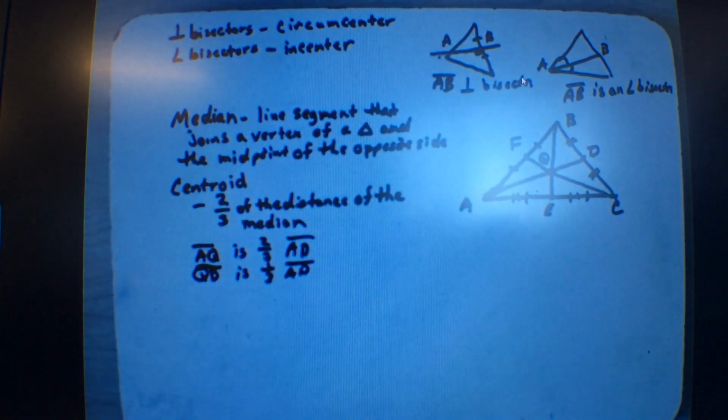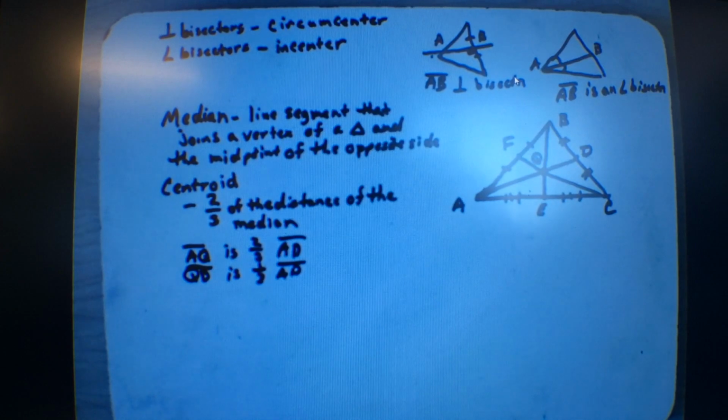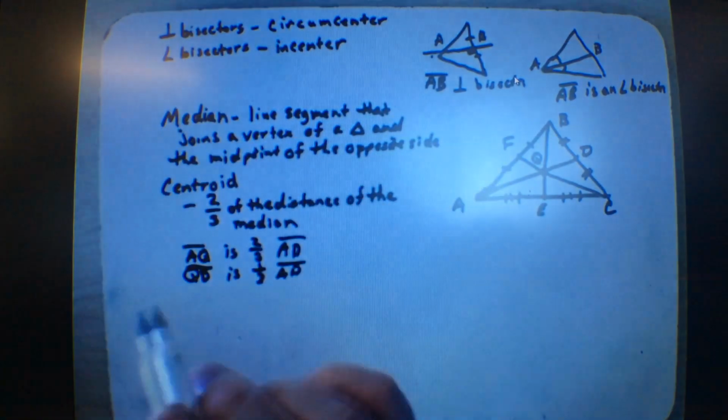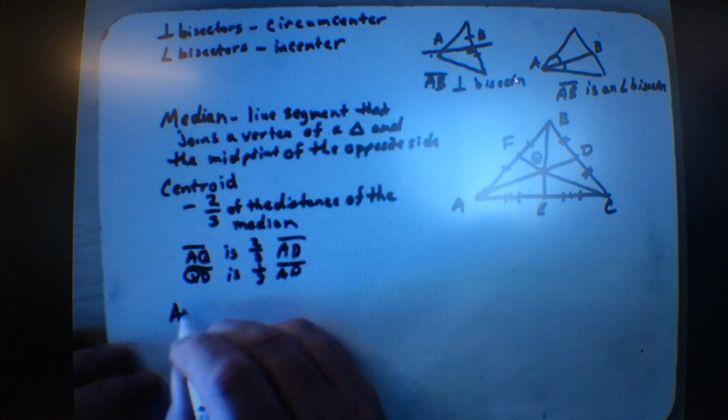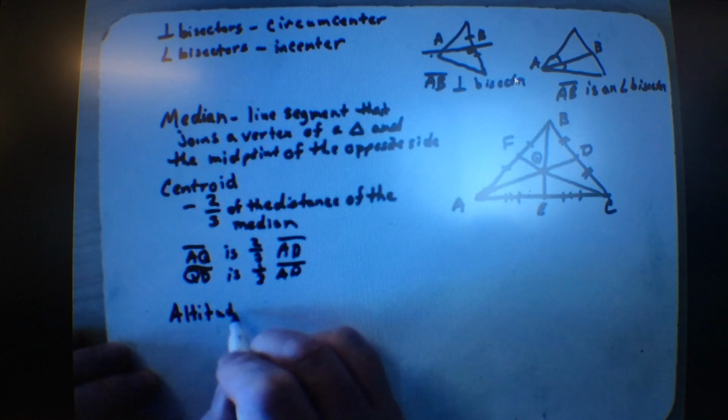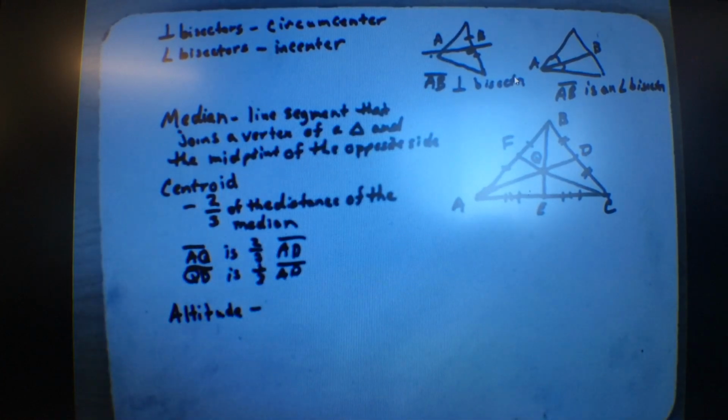I think I got my camera off a little bit, so when you're watching this again, there might be some issues. Okay, so we've talked about perpendicular bisectors, we talked about angle bisectors. The next thing we're going to talk about is altitude. Guys, altitude is the toughest of the 3.